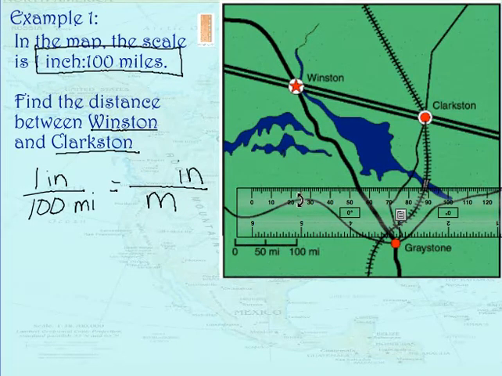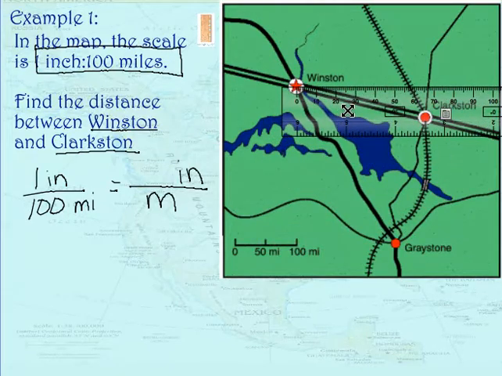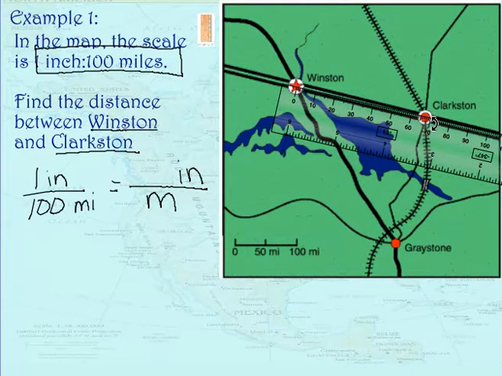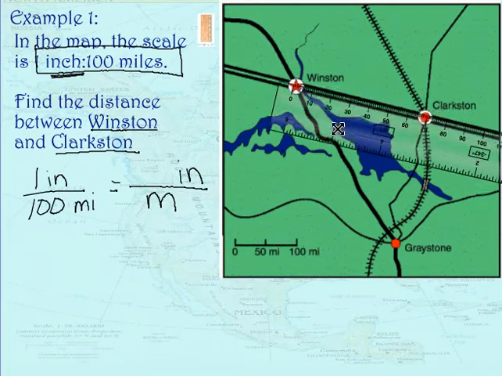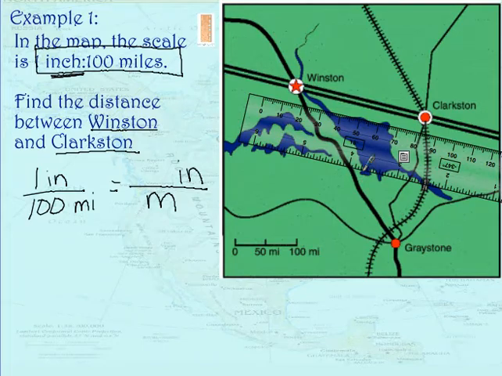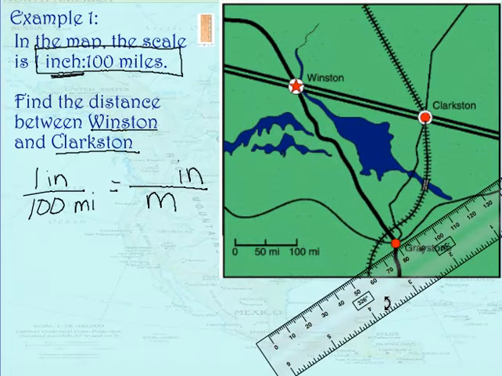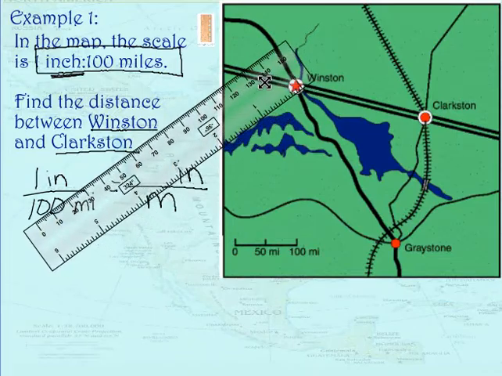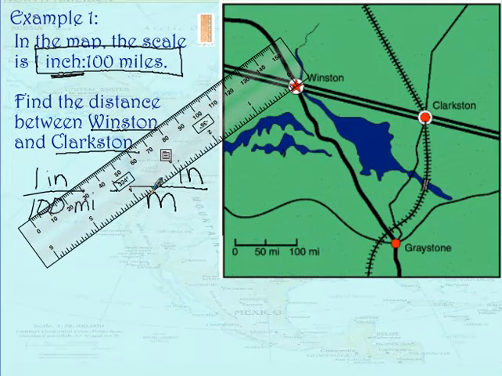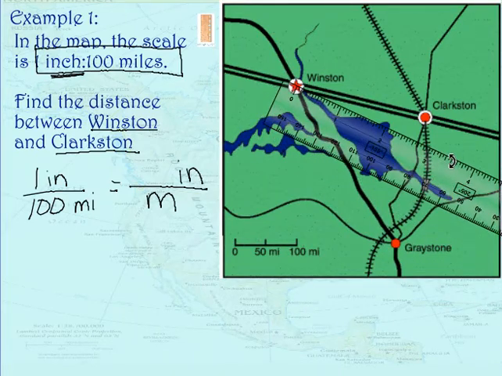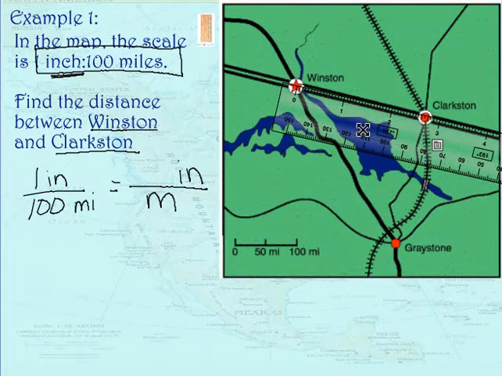So I'm going to take my ruler and measure from Winston to Clarkston. I have to be careful. Right now I'm measuring in centimeters, but it said inches. So I'm going to move my ruler to make sure that I'm using inches. Actually, I can probably just flip it. That'll be easier. And I start with the 0 right in the middle of where I want it.